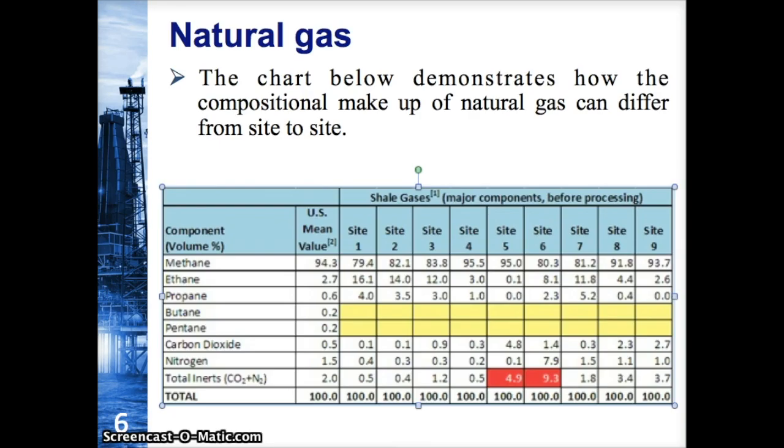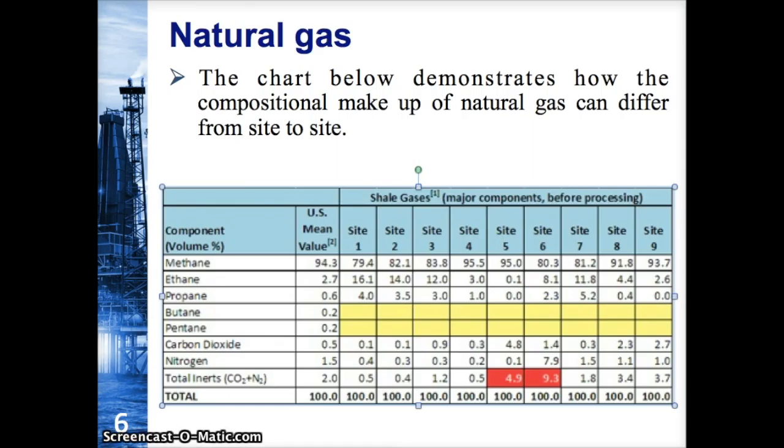The compositional makeup of natural gas in the reservoir changes quite a bit depending on where you are in the world. It even changes quite a bit within the reservoir itself. You might have a pocket over here, a pocket over there, and a pocket over there, all in the same field, but even then the compositional makeup will be different. So I want you to be aware of that.